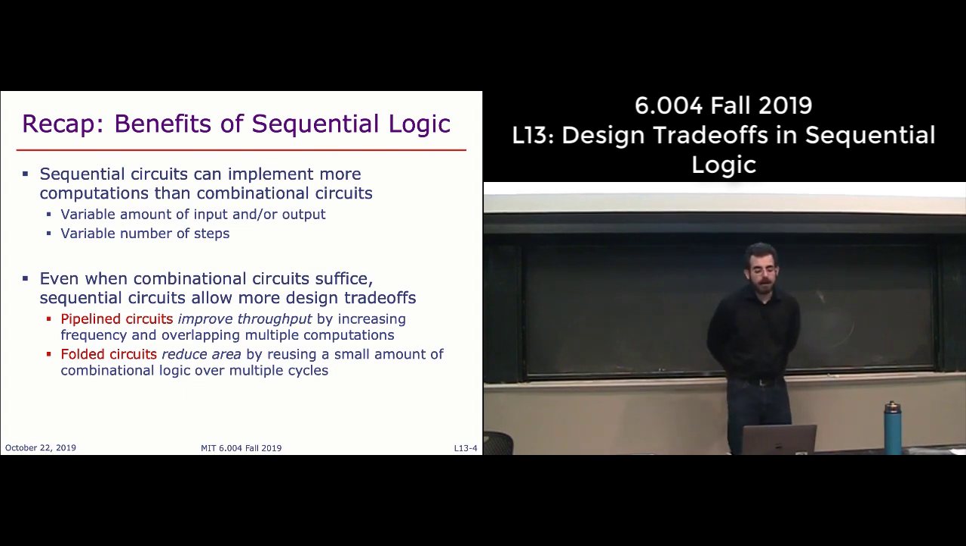On the other hand, we have folded circuits. We also saw a little bit of folded circuits, which are the opposite, right? They're exploiting that a lot of combinational circuits have repetitive logic to essentially reduce area by using the same block of logic and then reusing it over multiple cycles. And that essentially reduces throughput, but also reduces area.